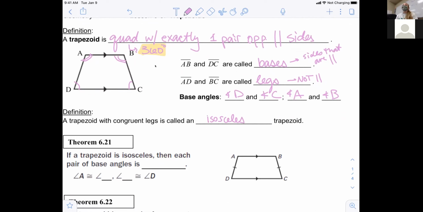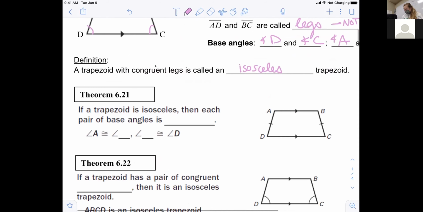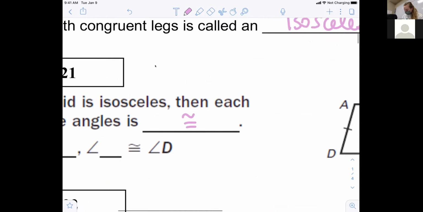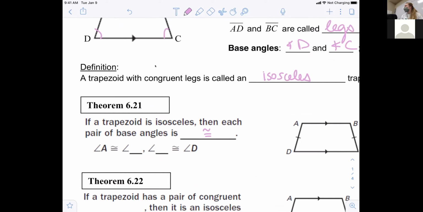Okay, isosceles trapezoid. It's important that we talk about that because the next two theorems are based on isosceles trapezoids. Okay, so the first one says if a trapezoid is isosceles, then each pair of base angles is congruent. Above, we just marked the base angles, but they were not necessarily congruent. In an isosceles trapezoid, they are. So that means that angles A and B are congruent, and it means that C and D are congruent. So I'm going to go mark that.